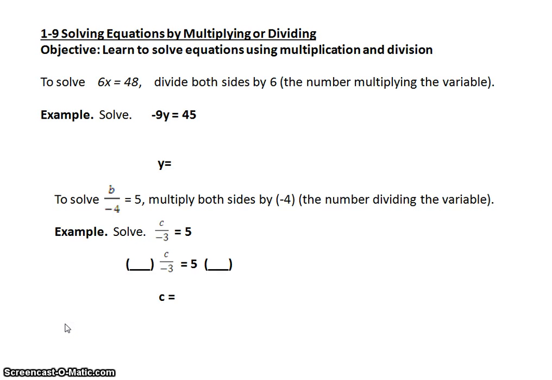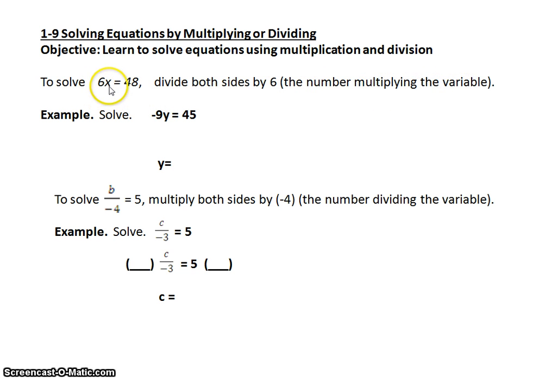Chapter 1, Section 9, Solving Equations by Multiplying and Dividing. In this lesson, we're going to learn how to solve equations using multiplication and division. If we look at this equation, 6x equals 48, to solve this, we would divide both sides of the equation by 6. 6 is the number that's being multiplied by the variable.